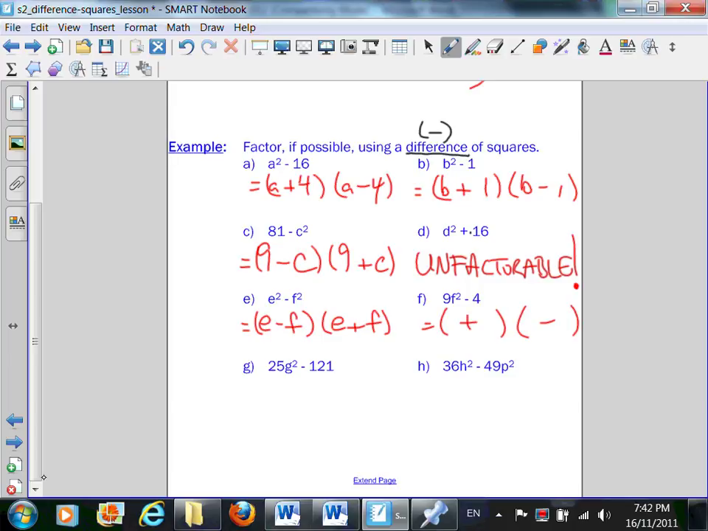Go back to a plus and a minus. 9f squared: well, the square root of 9 is 3. Square root of f squared is f. So the square root of 9f squared is 3f. Square root of 4 is 2. So 3f plus 2, 3f minus 2.